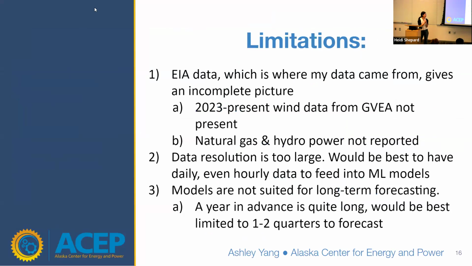My limitations. I used EIA data, which I wouldn't say is unreliable, but there were some discrepancies, like from 2023 to present when data was not present there, and so I was like, oh, that doesn't make sense. So I had to go back to the GBEA Eva Creek website, and when I was comparing the generation, they weren't really matching up. But I was like, you know what, it's okay. Also, natural gas and hydropower are not reported on the EIA or anywhere that I could find, maybe somewhere else.